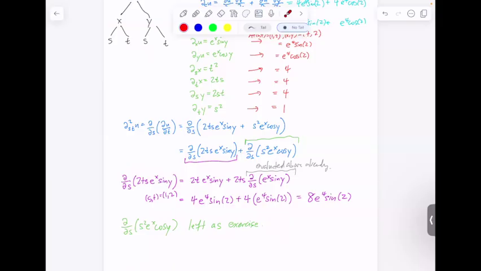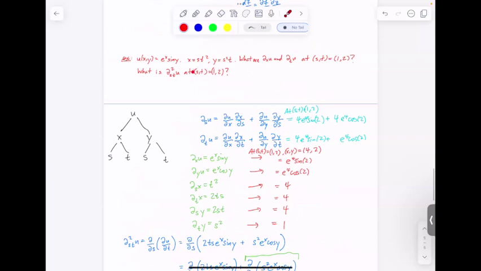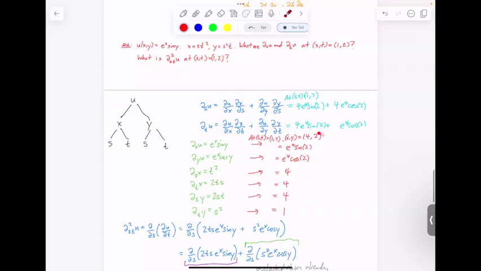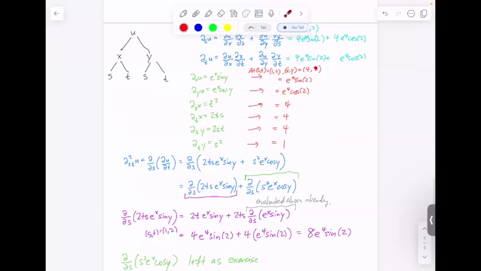Any questions here? How do we get e to the 4 sine 2? Well, which one? I mean, there's a lot. First of all, the question asks at st equals 1, 2. So at st equals 1, 2, you plug in what x and y have to be, and you get x is equal to 4, y is equal to 2. And so e to the 4 sine 2 just appears when you plug in the points here. When you plug in e to the x, this is 4, this is 2, this is e to the 4 sine 2.